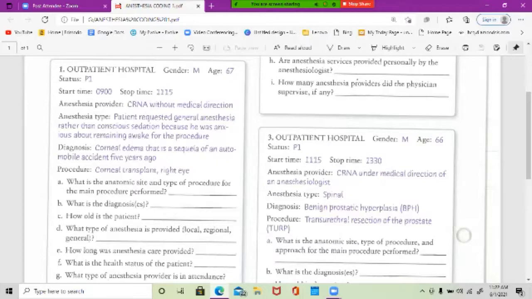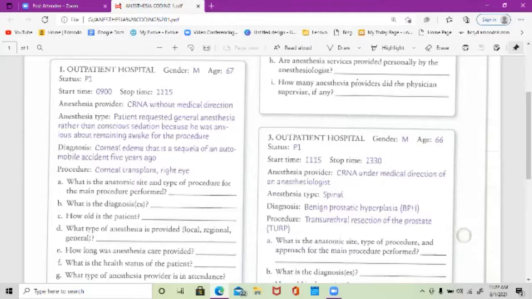Okay. E is how long was anesthesia care provided? Jada, how long was this care provided? 2 hours and 15 minutes. Yes, ma'am. Okay, Erin, the next one's yours.